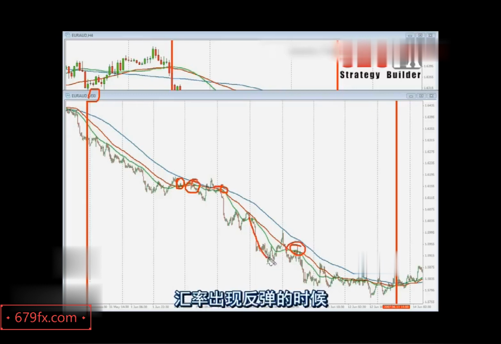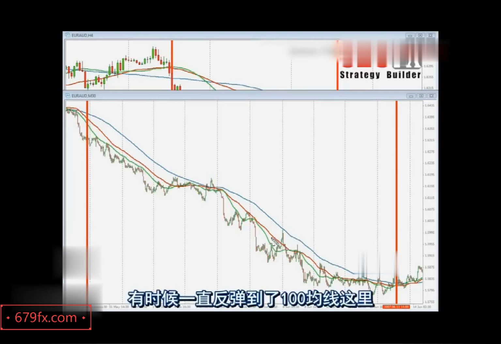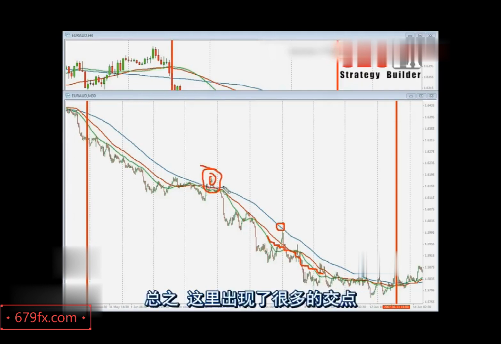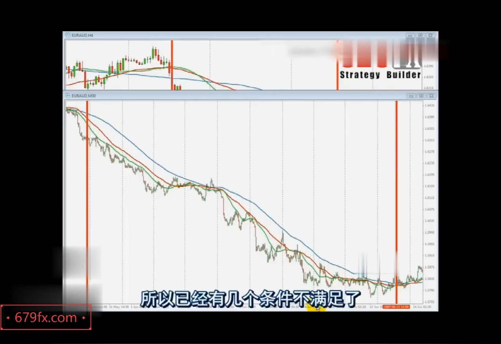Moreover, every time price retraces or pulls back, the dynamic area sometimes doesn't quite even hold price. It goes all the way back to the 100. In fact, it breaches above the 100. Like I said, a number of crossovers there, etc., etc. So we have a few different conditions not being fulfilled.